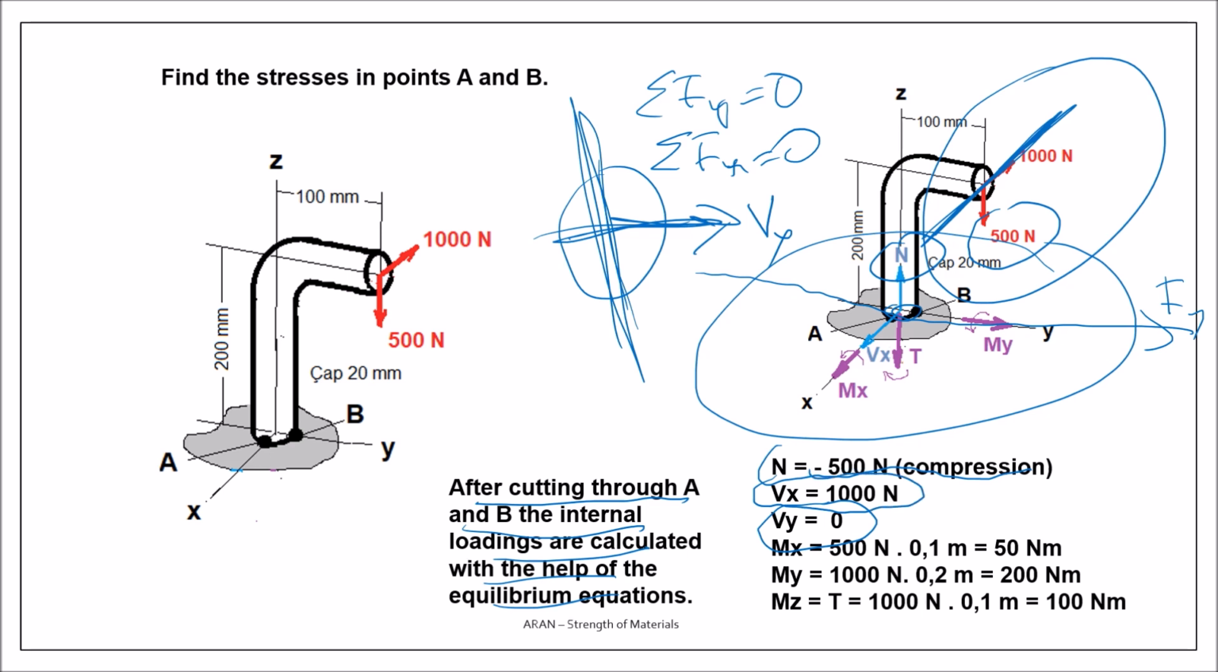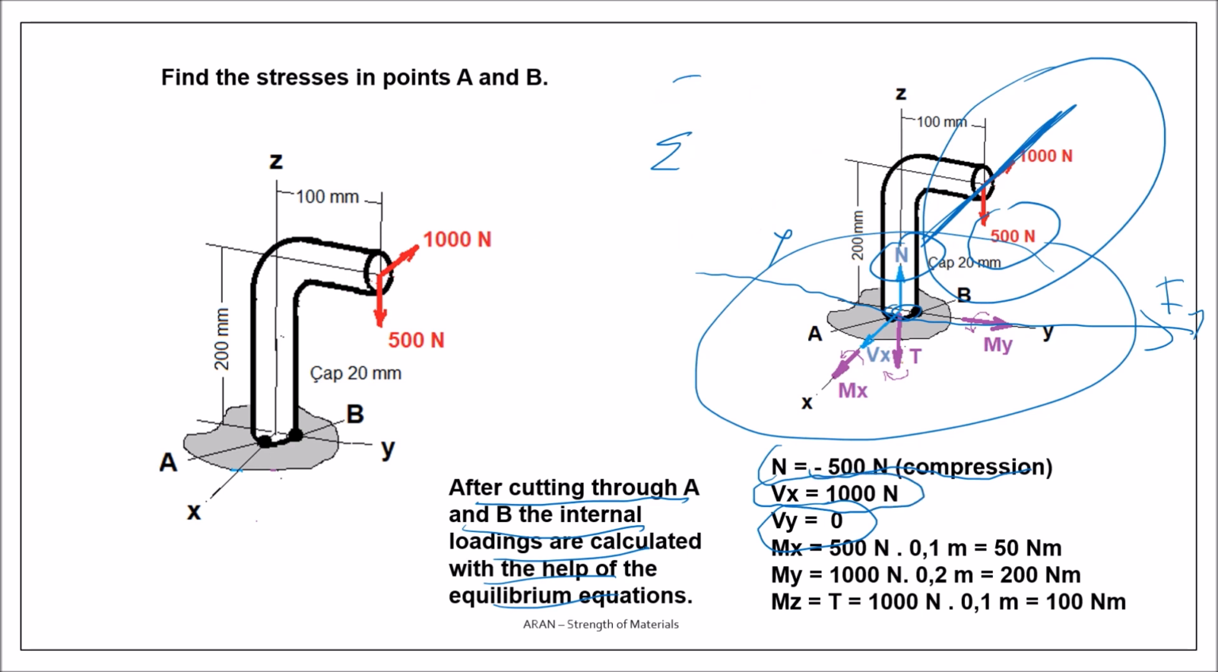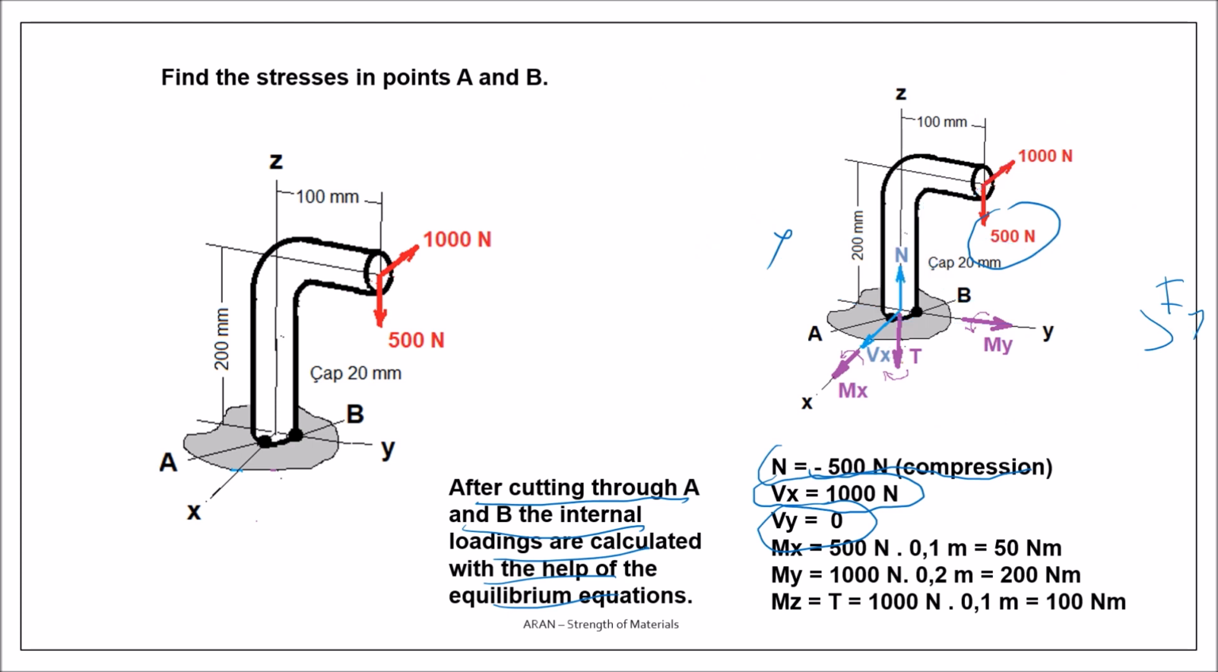So what did we do? Well, we easily found the values of the forces. As you see, we have one normal force, which is not present, and one shear force in the x direction.